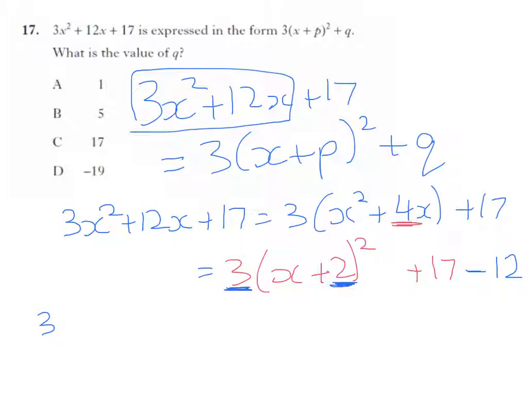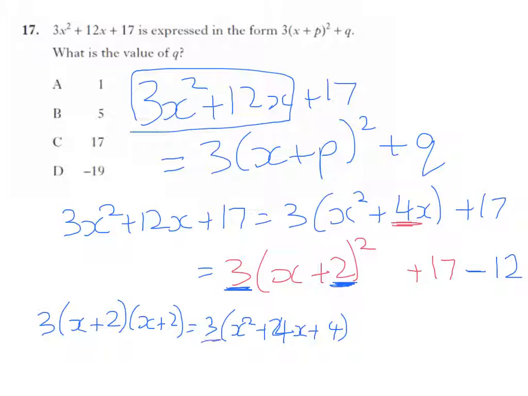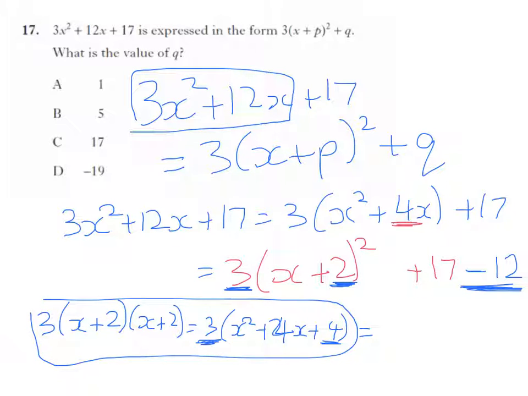So I need to take that out so that I don't change the value of the expression. Right, so if you're having trouble seeing why it's 12 and not 4, just look at what we've got. This is equal to 3 times x squared plus 4x plus 4. So we've added in the 3 times 4 by mistake, well not really by mistake, but kind of, and now we've got to take it out. So this expression equals 3 times x plus 2 squared plus 5. And we're asked for the value of q, so q is equal to 5.